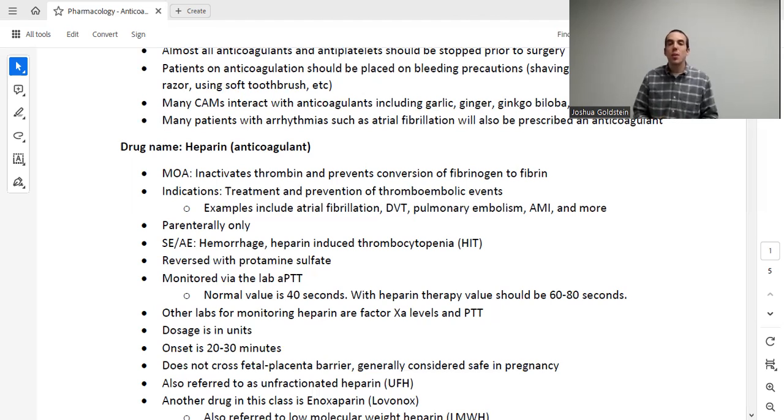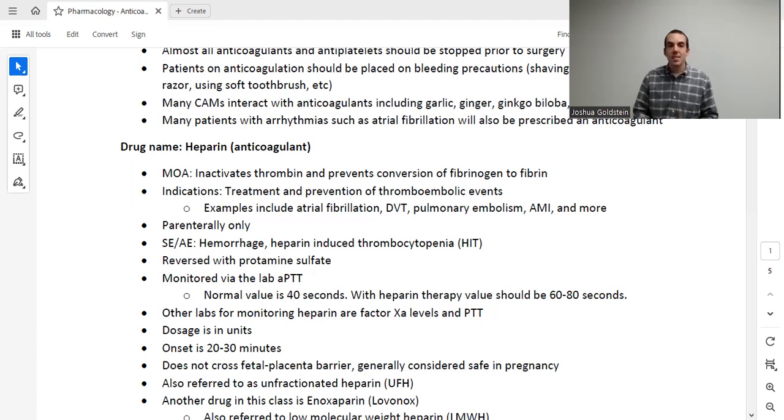The onset is 20 to 30 minutes, very quick, and you're going to see that contrast with a lot of other anticoagulants. So when we want a really quick onset of anticoagulation, this is usually our go-to. This does not cross the fetal placental barrier, and it is considered safe in pregnancy, in contrast to warfarin, which is absolutely a no-go in pregnancy. Heparin, you may also see it referred to as UFH, or unfractionated heparin.